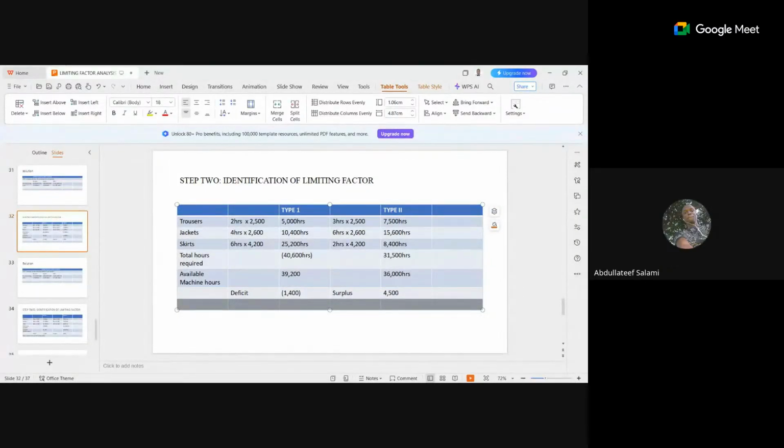So we can now say that type 1 machine is the limiting factor.